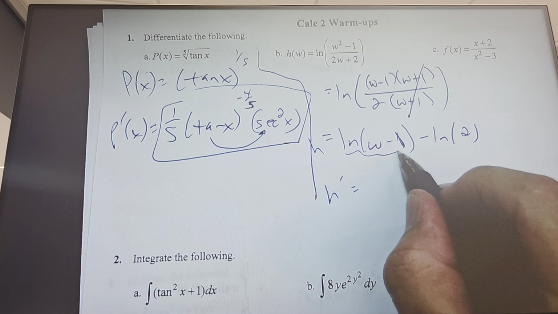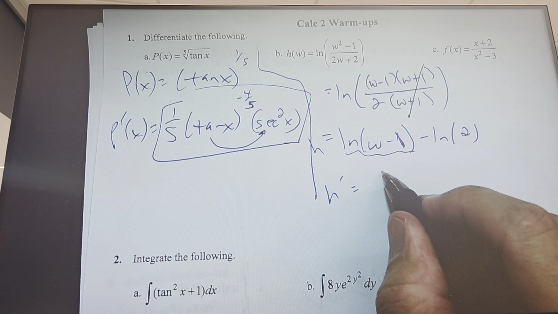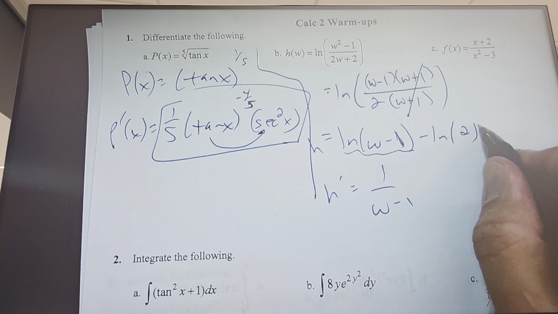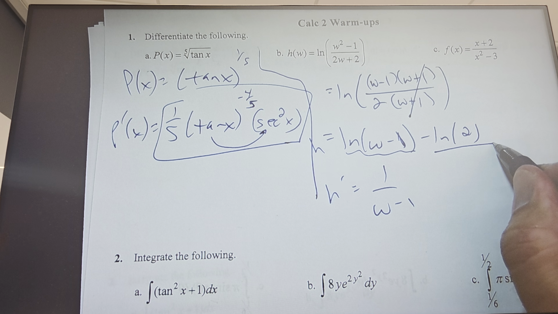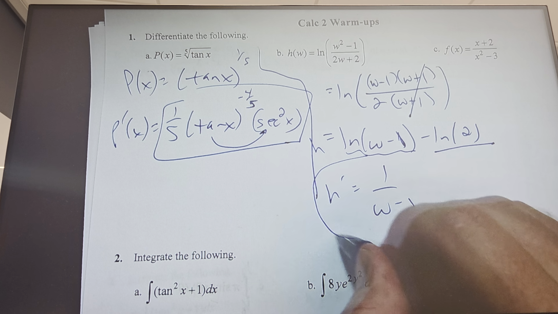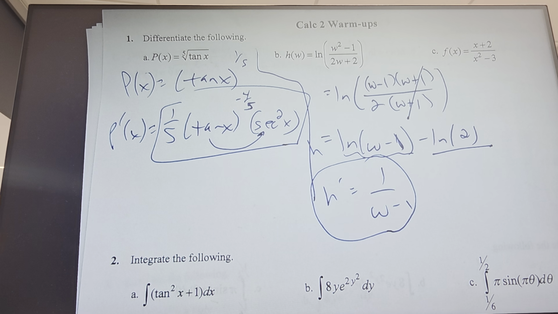What's the derivative of this with respect to w? 1 over w minus 1. What's the derivative of this? Careful, careful. What's the derivative of a number? 0. Done. That's a constant. It's a freaky looking constant. I don't care.